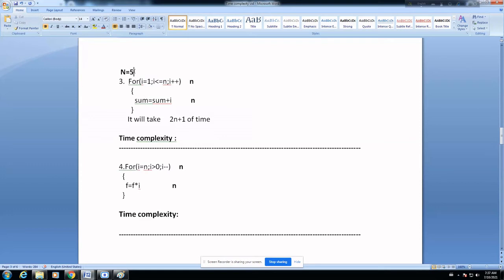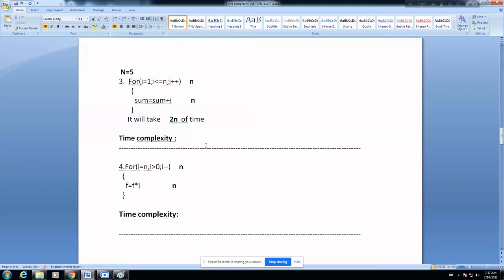Because suppose the value of n equals 5, then it exits the loop when the value of I is 6. That means it goes one more extra time, so we can say n plus 1 times. But as it's a constant value, we don't consider this one. So this is executed n times, and as this statement is also executed n times, how much time will it take? Total 2n time.